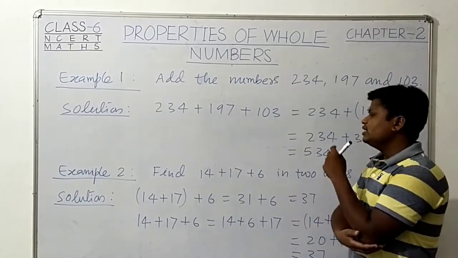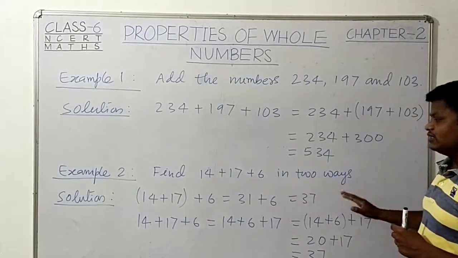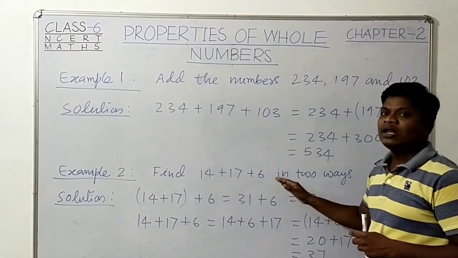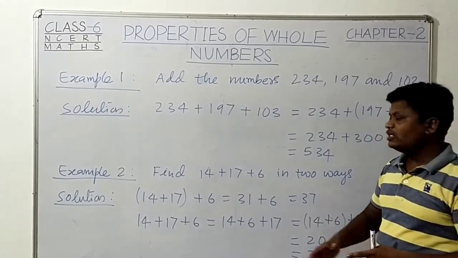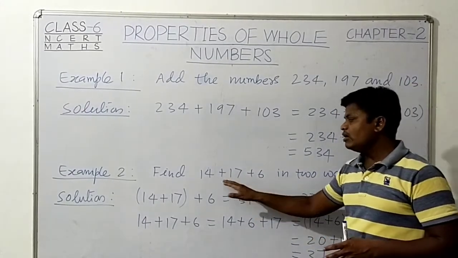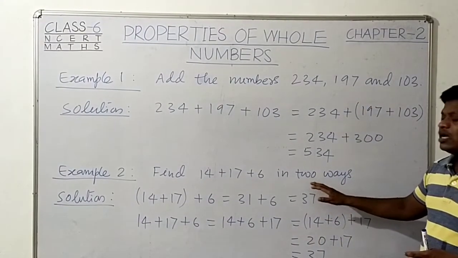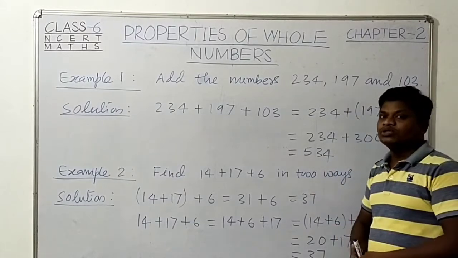So what the question says, find 14 plus 17 plus 6 in two ways. यानी यहाँ पर इसका जो addition है, we know that these are very small and simple whole numbers and we can add them very quickly, right? So if we add the numbers, we will get the total 37. But here they are saying that you have to add these numbers in two ways, यानी दो तरीकों से हमको इसको करके बताना है.